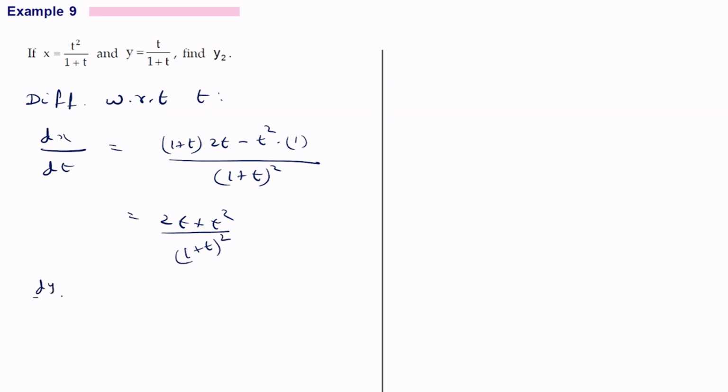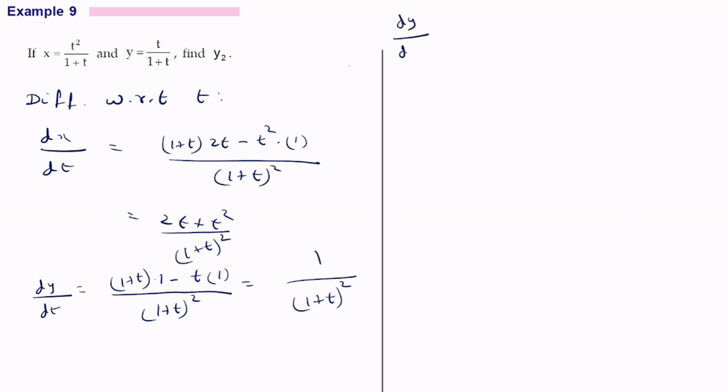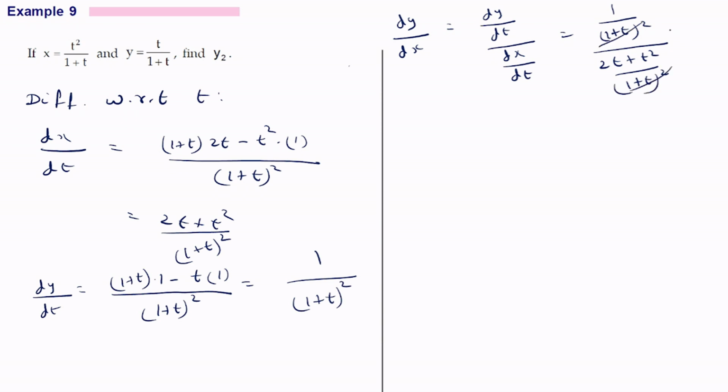Now let us find dy by dt. So dy by dt, here y is t by 1 plus t. So the denominator is 1 plus t the whole square. Keep the denominator, differentiate the numerator, minus, keep the numerator, differentiate the denominator. So this is 1 plus t minus t, so it is 1 by 1 plus t the whole square. And now dy by dx is dy by dt upon dx by dt. So it is 1 by 1 plus t the whole square upon 2t plus t square upon 1 plus t the whole square. So these two will go. Here we have 1 by 2t plus t square. This is dy by dx.